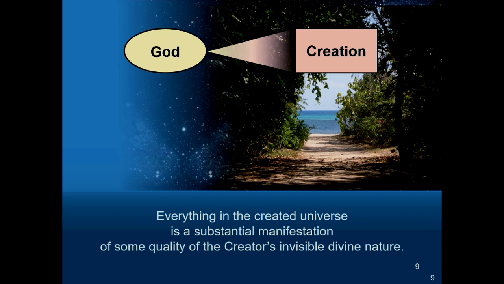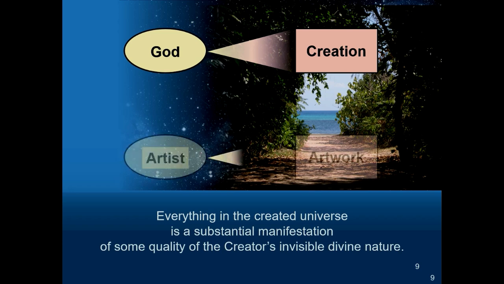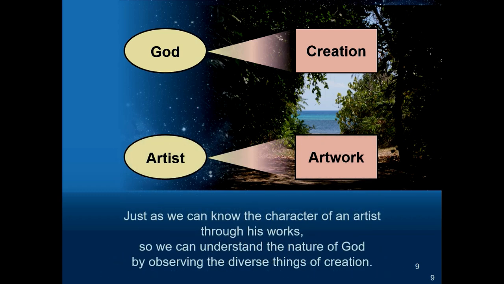The approach that the Divine Principle is taking here is that in order to understand the Creator, we need to learn about the creation which the Creator created. So when we learn the creation, we can extract from that the character of God, the character of the Creator, because the creation is a reflection of the Creator. Just as we can know the character of an artist through his works, so we can understand the nature of God by observing the diverse things of creation.